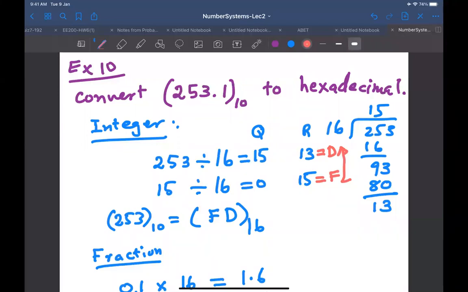So imagine that the point is here as well. The decimal point is here, or the hexadecimal point is here. Since the result is an integer, this must be the least significant digit, and this must be the most significant digit.